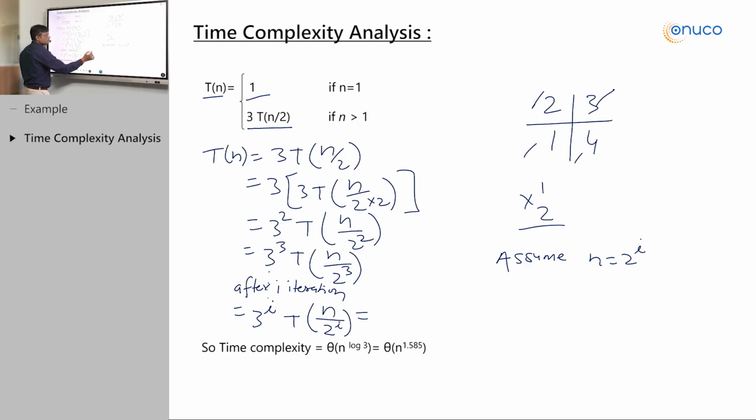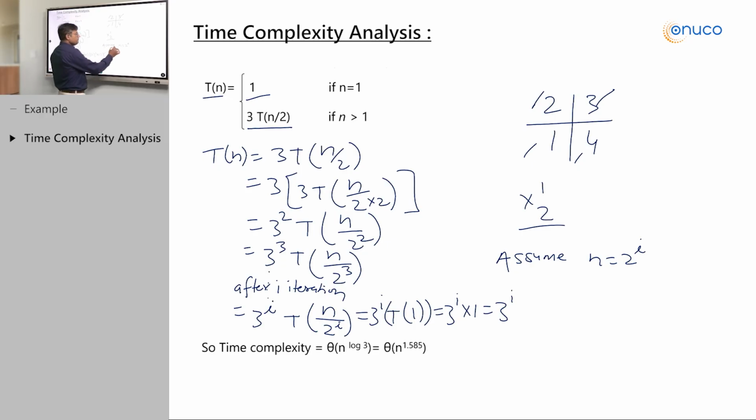Now what did I say here? We assume n is equal to 2 power i. So n divided by 2 power i becomes 1. So we are going to write 3 power i T of 1. Right? If that is the case, what will happen? T of 1 is 1. So 3 to the power i into 1 is nothing but 3 to the power i.